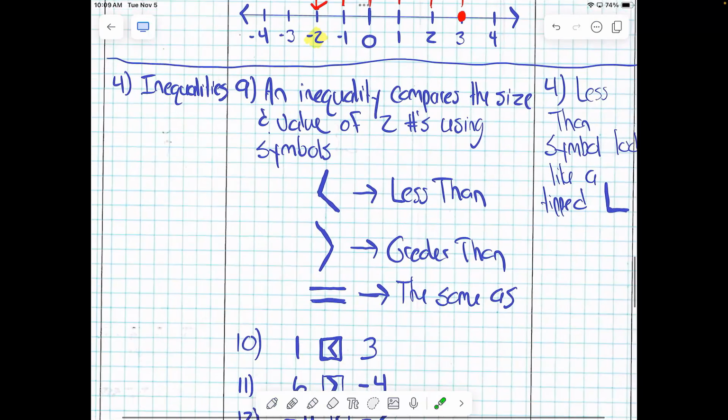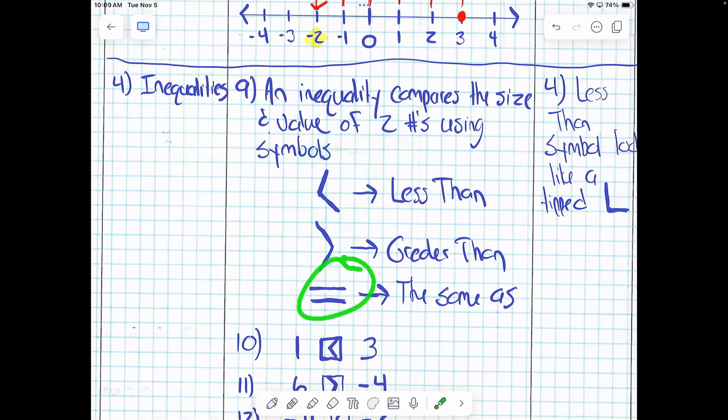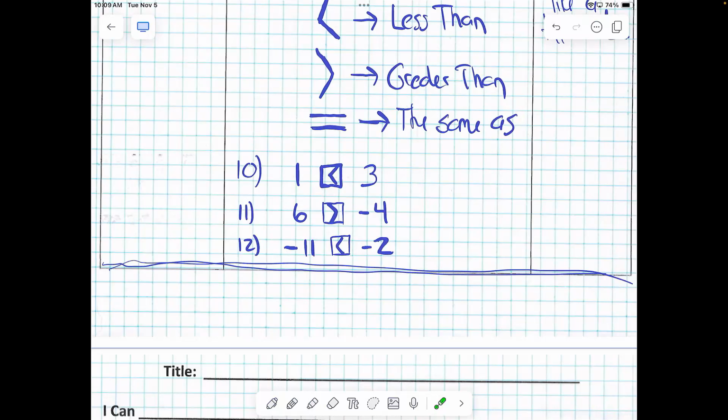Inequality symbols. What's this mean again? What's this mean? And we already know equals is the same as, right? Read this inequality on the count of 3. 1, 2, 3. Read this inequality on the count of 3. 1, 2, 3. And read this inequality on the count of 3. 1, 2, 3. You guys okay?